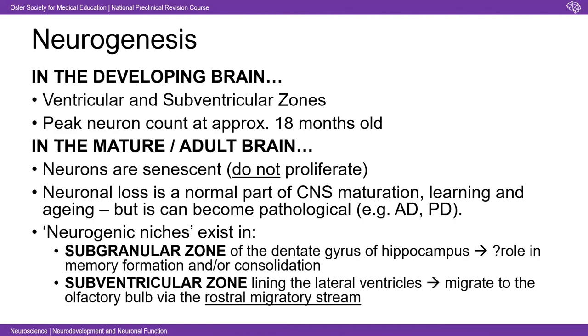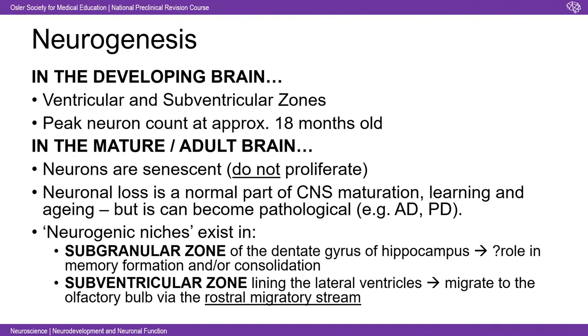Having said all this, and whilst the bulk of neurons in the mature brain do not proliferate, there are small niches in the adult brain capable of producing new neurons. And these are the subgranular zone, which sits within the dentate gyrus of the hippocampus. That's quite a mysterious little area, actually, and there's a lot of debate about what it does. It's in the hippocampus, so it's questioned whether it has some role in the formation of memories, or even the way that memories are encoded and consolidated after you've learnt them. But a lot of debate about that.